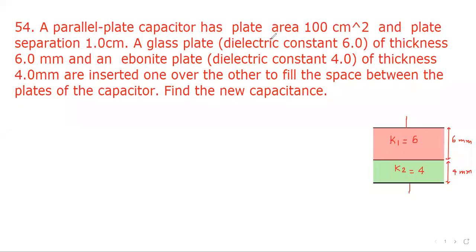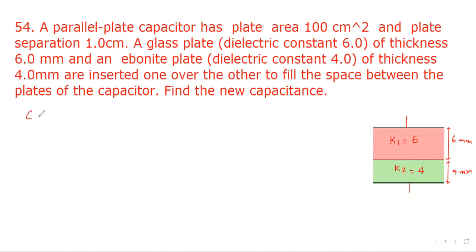The parallel plate capacitor has plate area 100 cm square and plate separation 1 cm. A glass plate of dielectric constant 6 and thickness 6 mm and an ebonite plate of dielectric constant 4 and thickness 4 mm are inserted one over the other to fill the space between the plates of the capacitor. Find the new capacitance. So clearly, these two capacitances are connected in series.